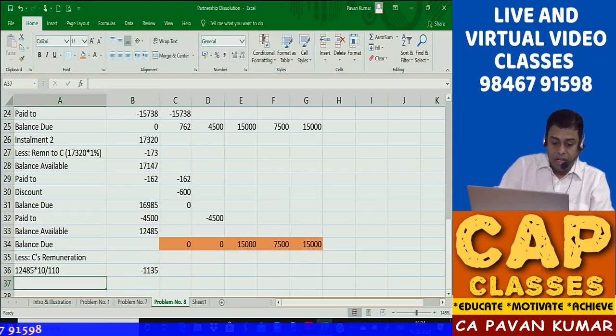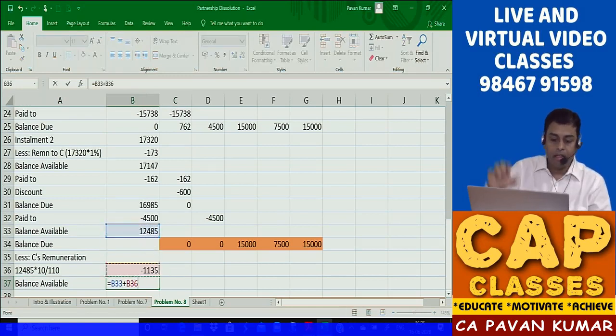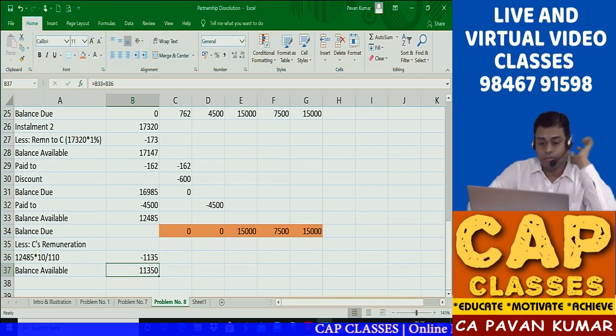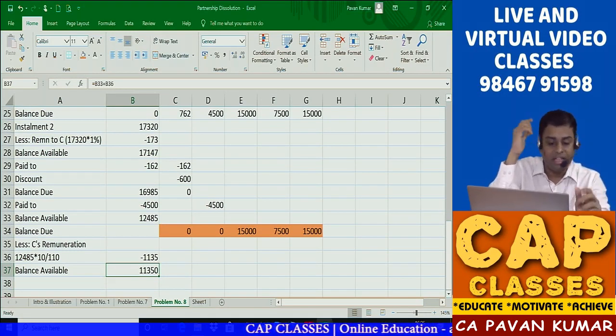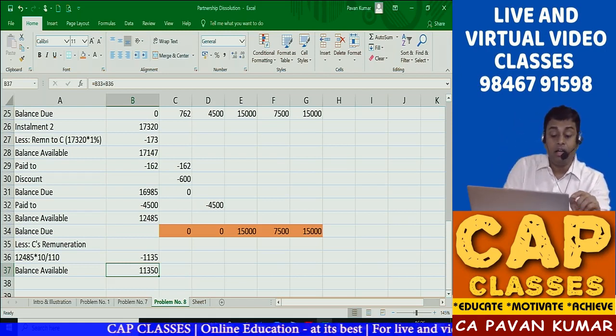So when you pay this remuneration, this is the balance available. Now this can be paid to A, B, C in whatever manner you want. Do you understand how C's remuneration is calculated?